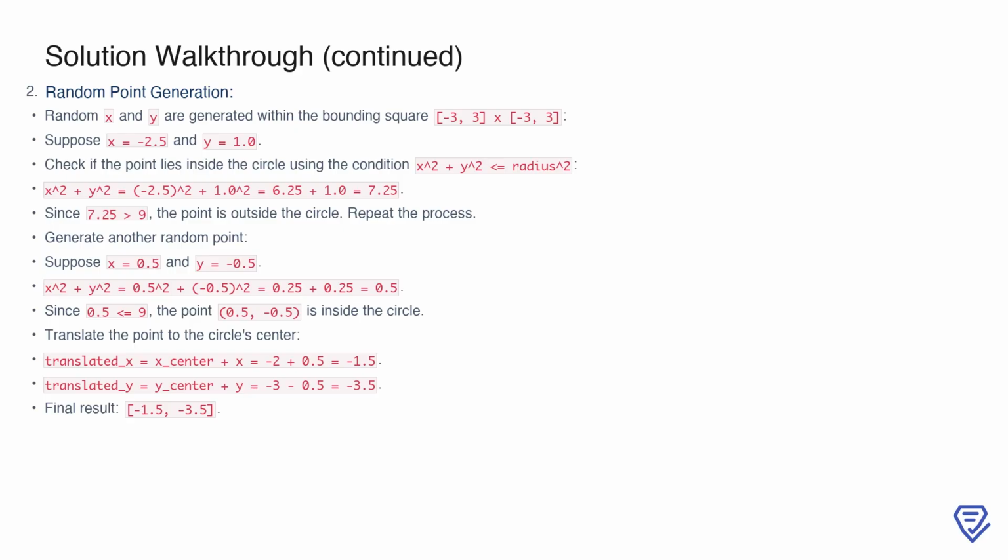This time, the random point is (0.5, -0.5). Checking this point, we find x² + y² = 0.5² + (-0.5)² = 0.5, which satisfies the condition x² + y² less than or equal to 9. Thus, this point lies inside the circle. Translating it to the circle center, we add (-2, -3) to (0.5, -0.5), resulting in the final translated point (-1.5, -3.5). This is the output for this example.